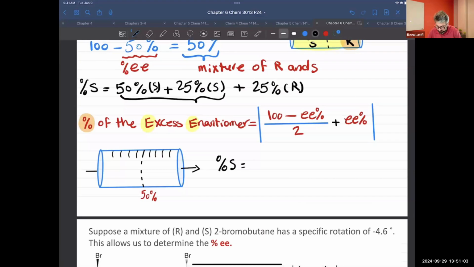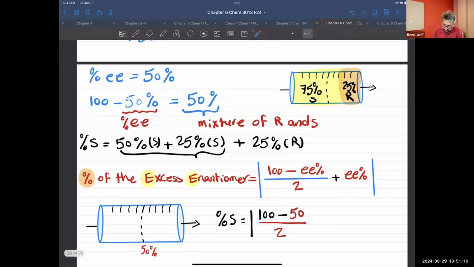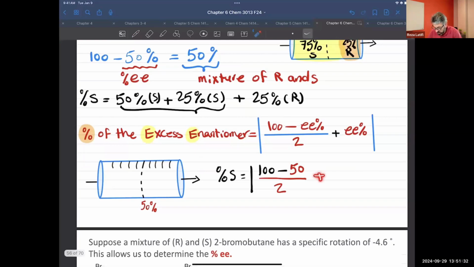So I'm going to say it's going to be this. We have 100 minus the enantiomeric excess. We got it 50. Okay, and now we're going to divide it by 2. Why by 2? Because this 50 is a mixture of R and S. So if you want to know the portion of S, you have to divide it by 2 because the second half will be R. Plus, we know for sure we have 50% from S.